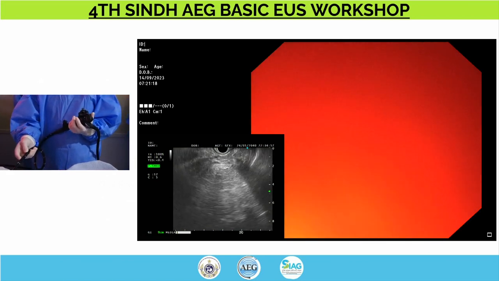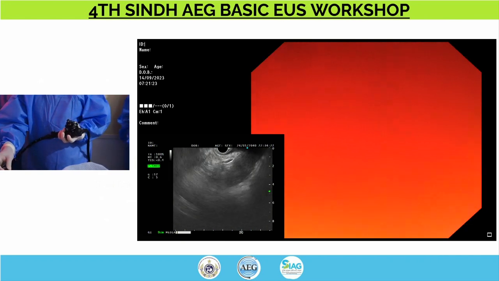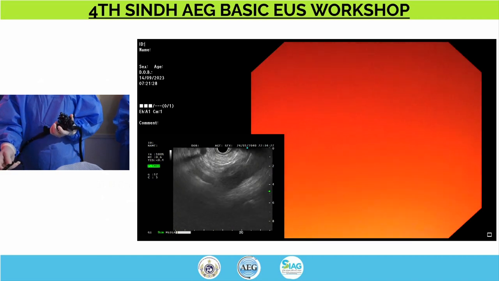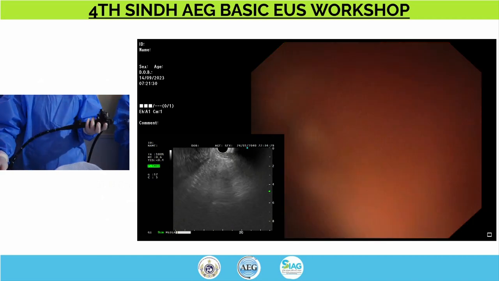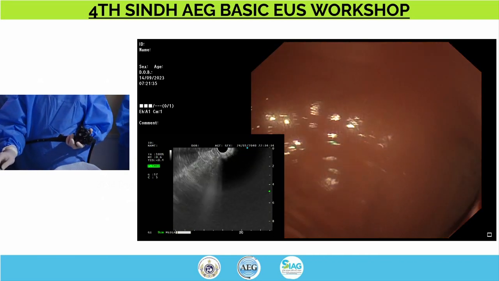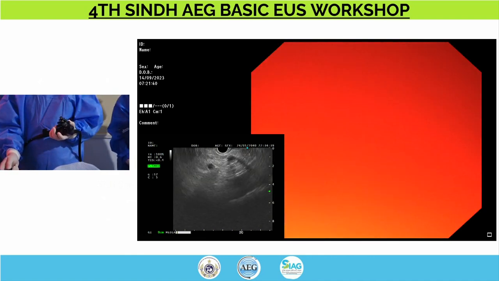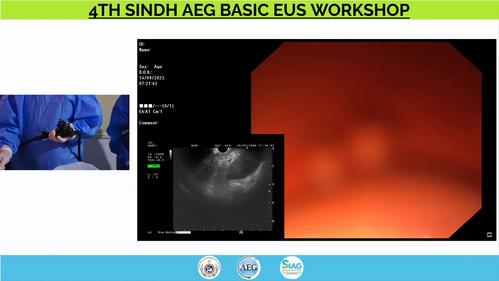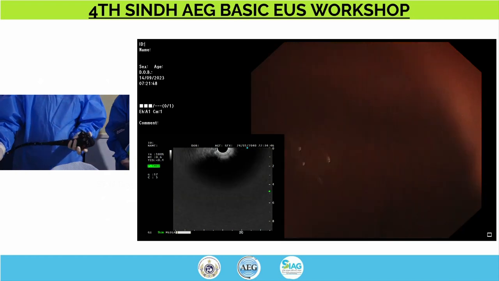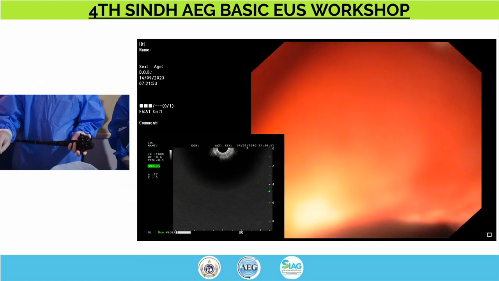Okay, guys. The CT scan report. Where is the resident? So I'm just taking a look to see where the lesion is. Just tell me where that lesion was on the CT.